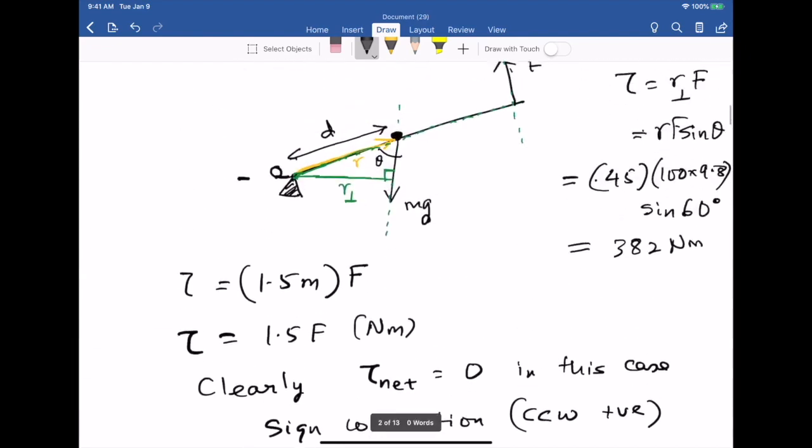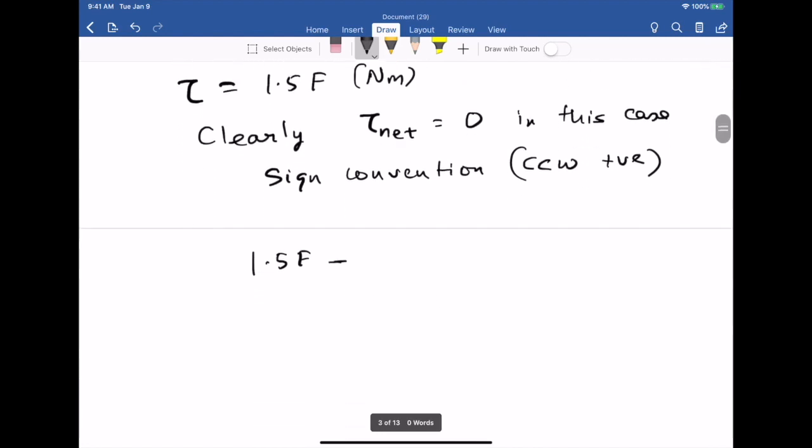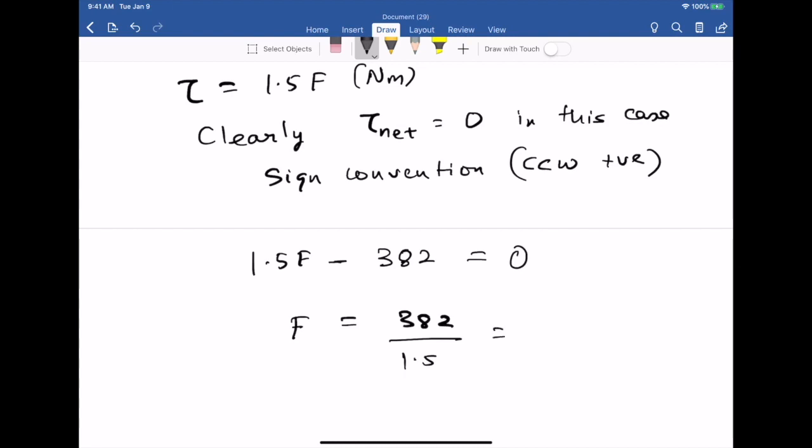And what did we find for that torque? It was 382 Newton meters. And that would be equal to 0. The net torque is equal to 0. So you can easily solve for F from here. And if I did my arithmetic correctly, that would be 255 newtons. Okay, that is the force F that you're applying, right?